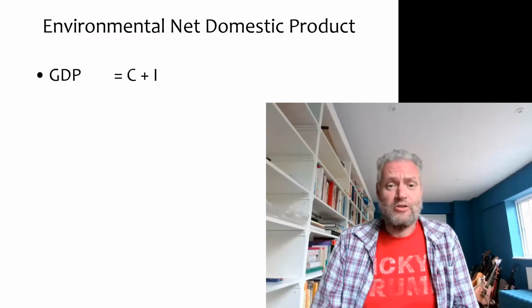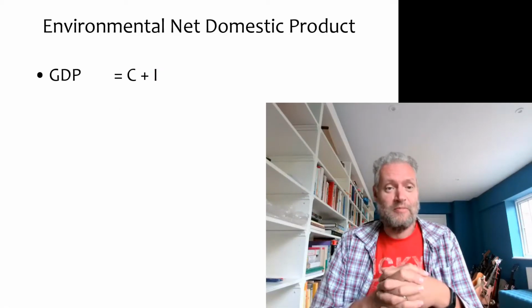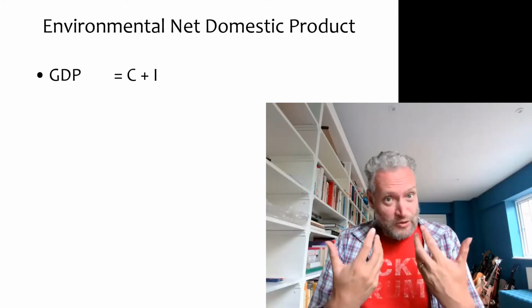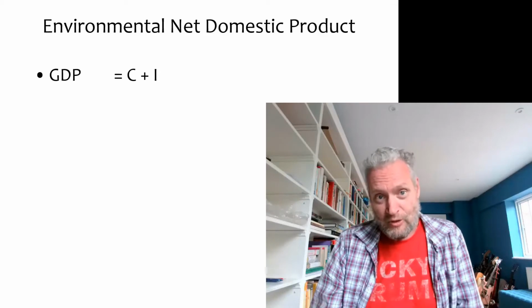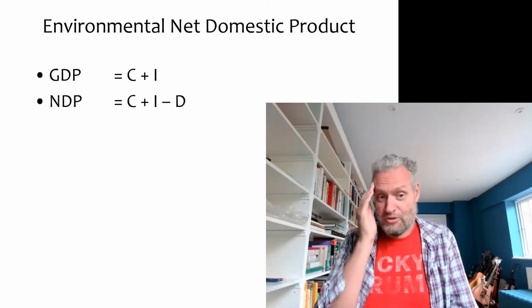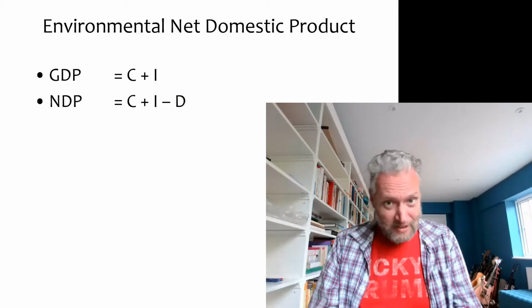The definition of the gross domestic product is that it's consumption plus investment. And the main problem with this definition is that it includes additions to the physical capital stock, but it does not include subtractions from the physical capital stock. And therefore, people have introduced the net domestic product, which is consumption plus investment minus depreciation.